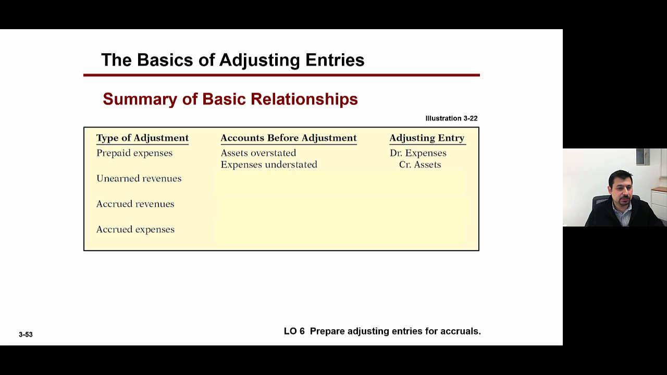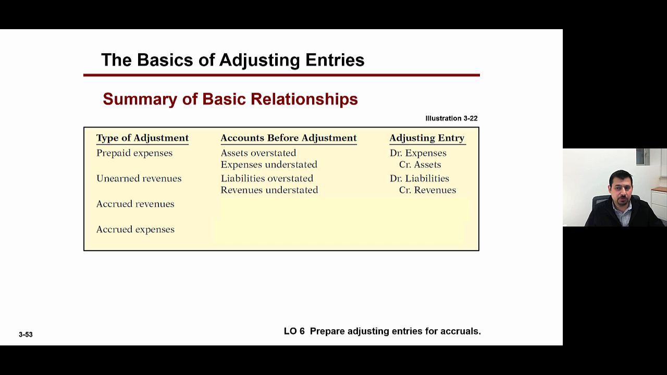and decrease assets. Unearned revenue: before the adjustment, liabilities were overstated and revenues were understated. To fix that, we debit liabilities and we credit revenues. That will be the adjusting entry.